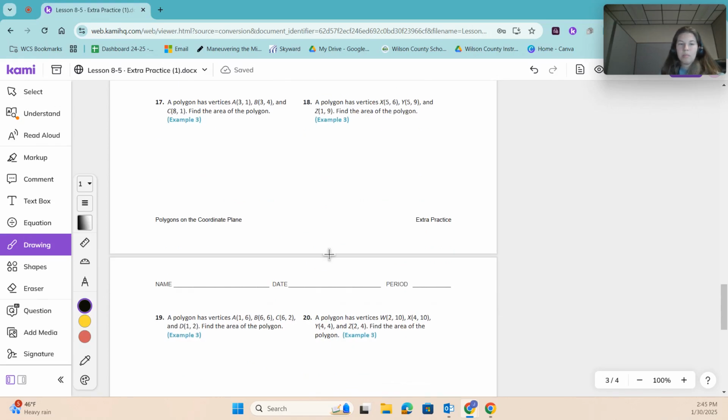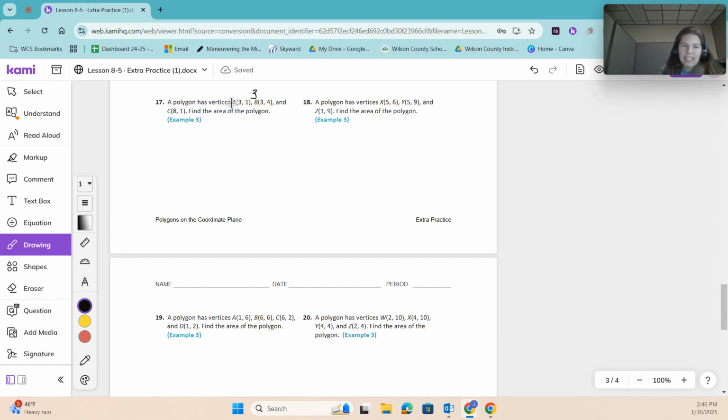And then these last couple are finding area. Okay, now it's going to be a little bit different because we have (3, 1) to (3, 4). So we see the difference here is 3. But then we have (3, 4) to (8, 1). Those aren't in line because they don't share any of the same coordinates. The x's aren't the same and the y's aren't the same.